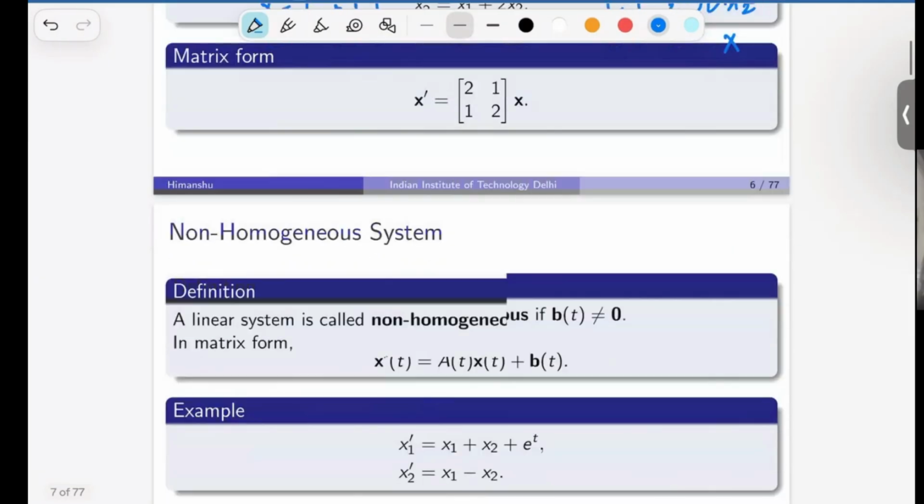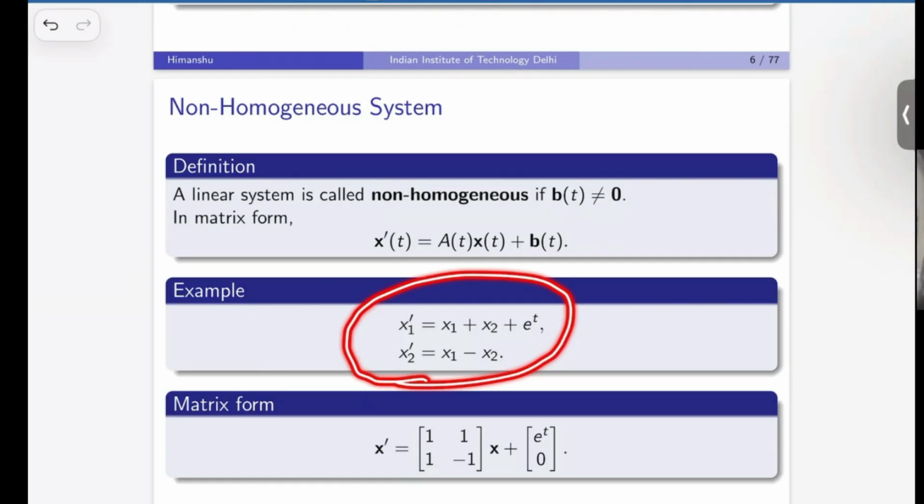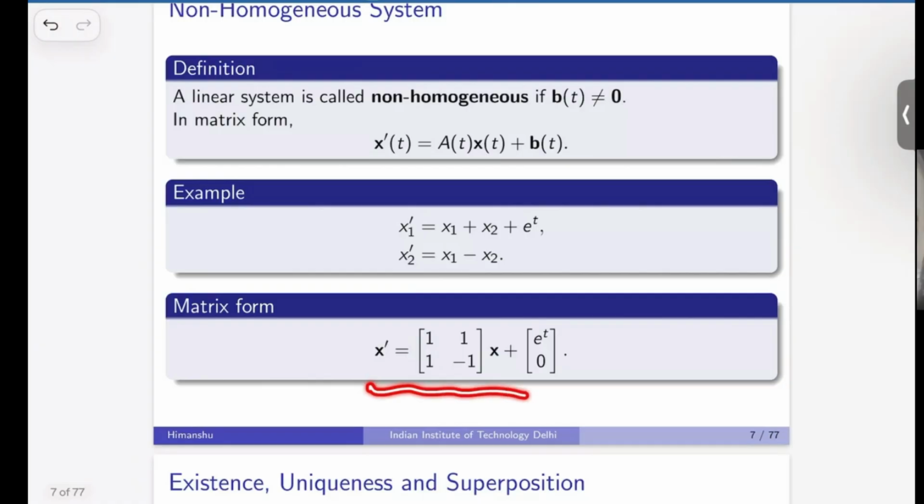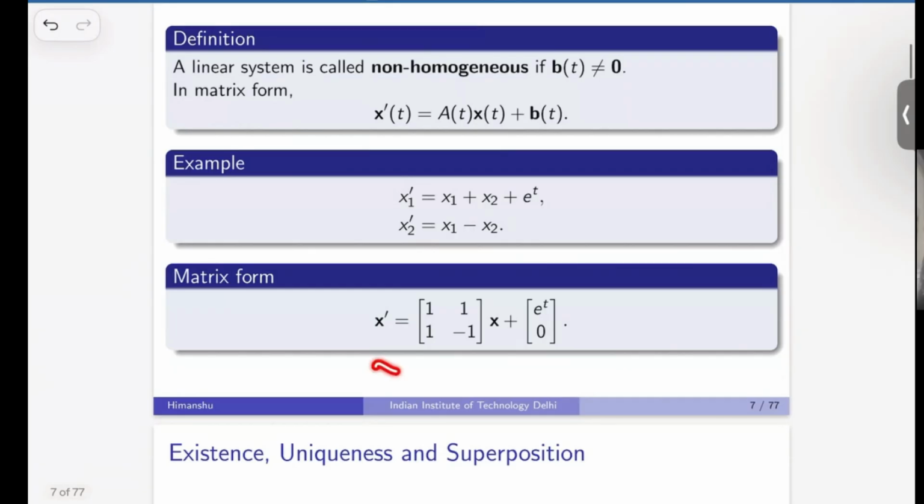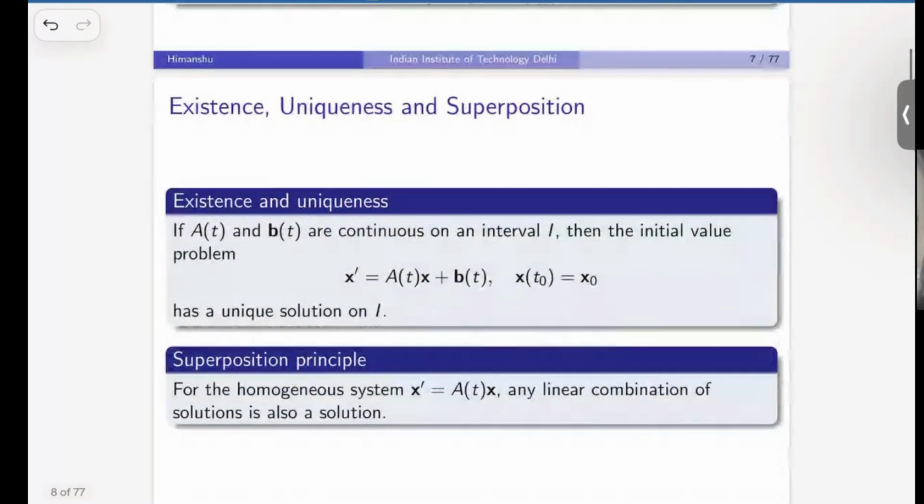Now similarly, we have a non-homogeneous system where b(t) is non-zero. This is an example of a non-homogeneous system. How will we write it in matrix representation form? The matrix representation of the non-homogeneous system is defined in this way. We just take e raised to the power t on the right hand side, since this is a function free from x1 and x2, and write it in this form. I hope till now this is clear. These are the basic definitions.